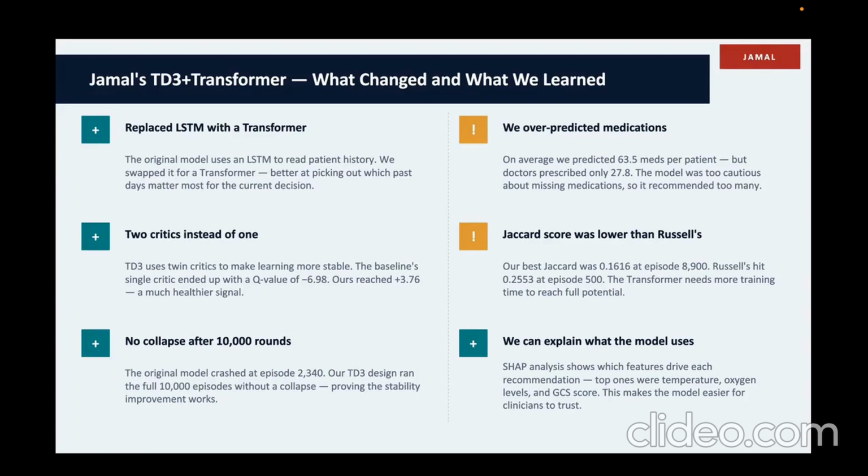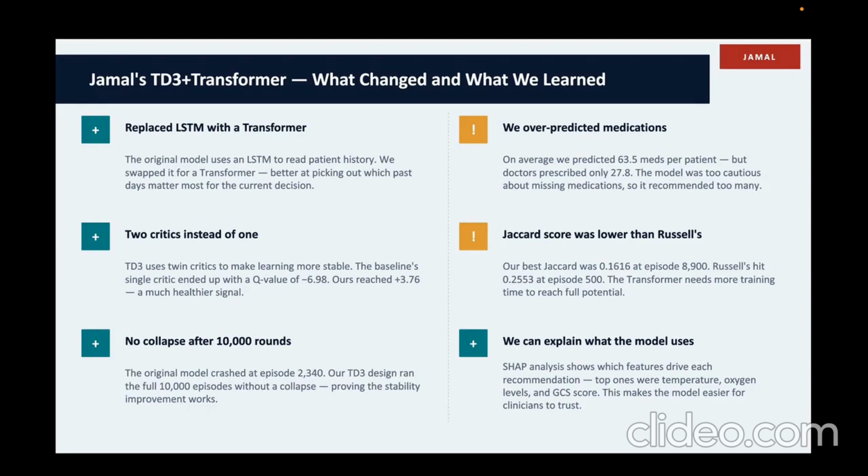What we learned is that we also made some overpredictions of the medications provided per patient. The doctor actually provided only 27.8, instead of the 63.5 that the model predicted. The model was too cautious about missing a medication, so it recommended too many. The Jaccard score was lower than Russell's, so this model performed worse than Russell's model, but it performed with more stability. The Jaccard was only 16%.